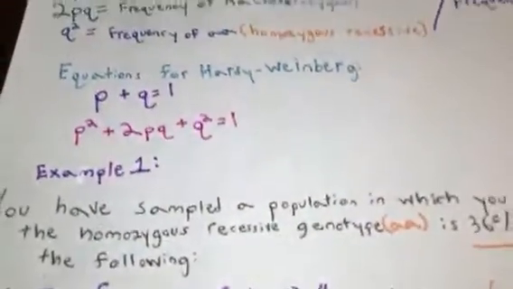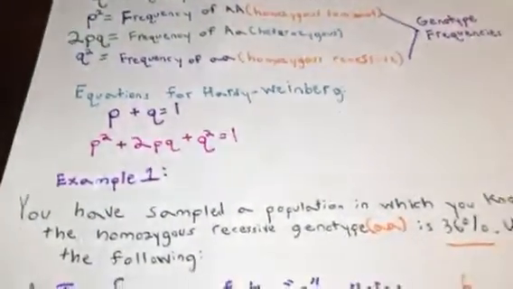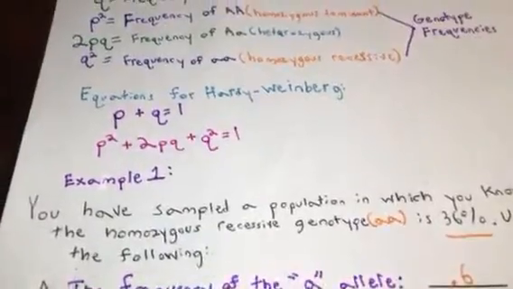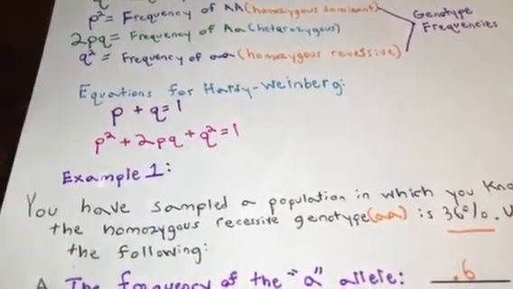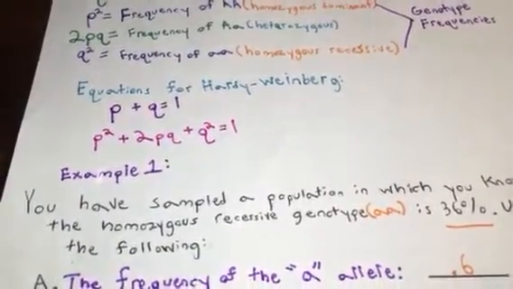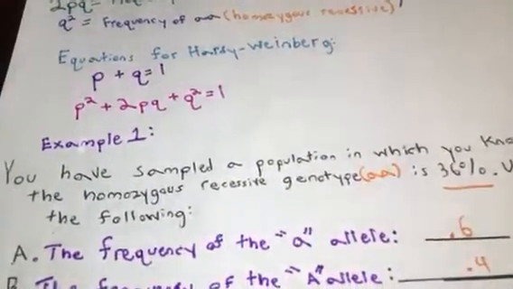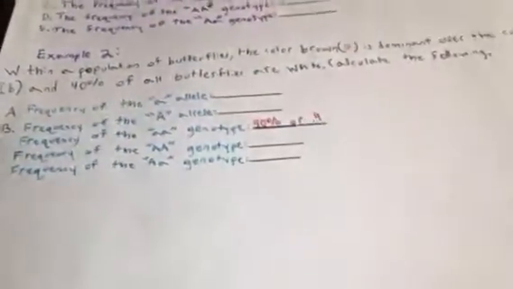So normally when you're talking about Hardy-Weinberg, there are only two equations you would normally use. There's p plus q equals 1, and p squared plus 2pq plus q squared equals 1. So I wrote out two examples to try to help you understand this.